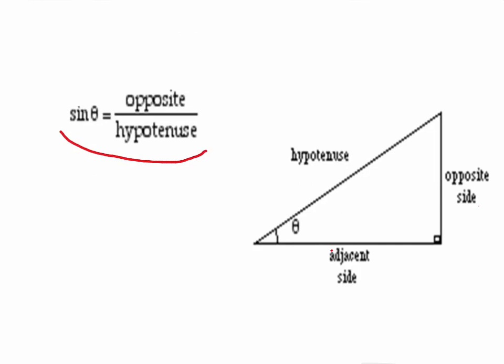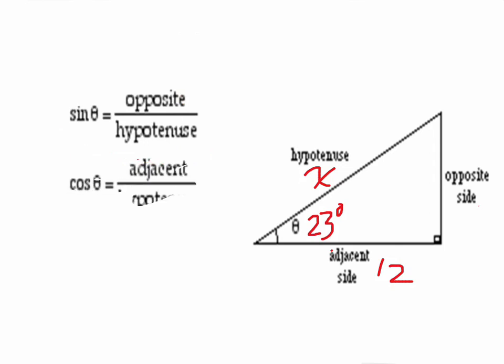But what happens if you don't have the opposite side, but instead have the adjacent side? For example, if we know that this is 23 degrees and the adjacent side is 12, and we are asked to find the hypotenuse, we can't use this sine equation. So we must now use a cosine equation. And we would solve that very similarly to how we would use the sine equation.